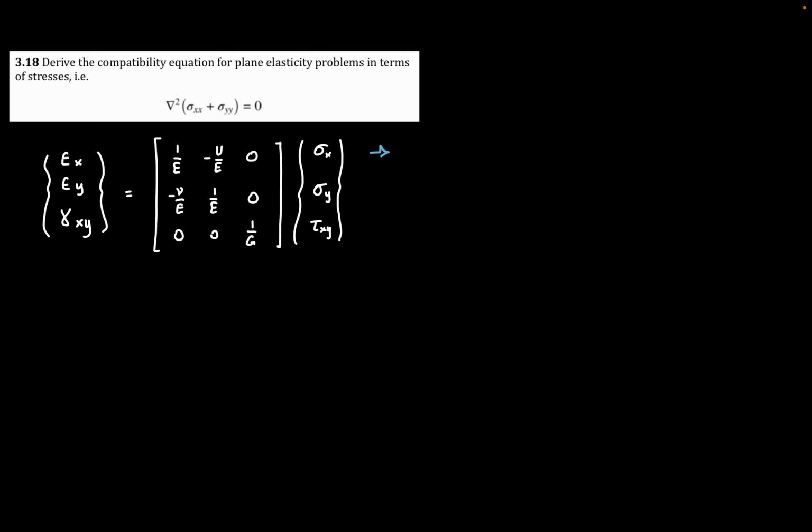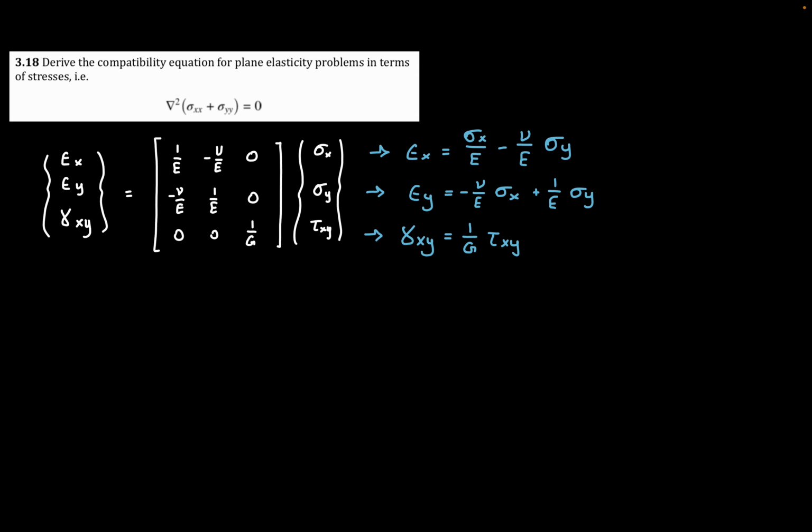So let's do that. Epsilon x will be equal to sigma x divided by E minus nu divided by E times sigma y. And then epsilon y is going to be equal to negative nu divided by Young's modulus, or E, times sigma x plus 1 divided by E times sigma y. And last but not least, gamma xy is going to be equal to 1 divided by the shear modulus, which is G, times tau xy.